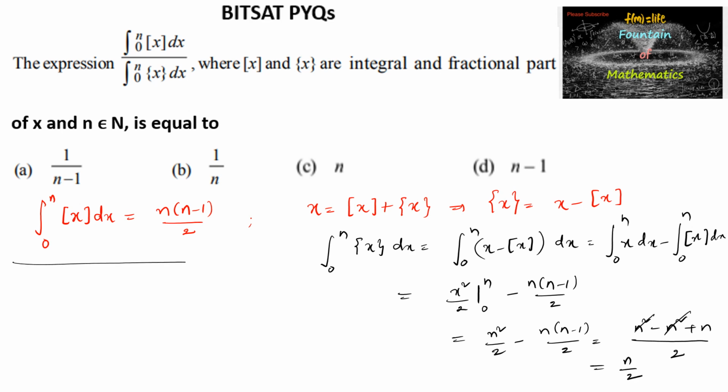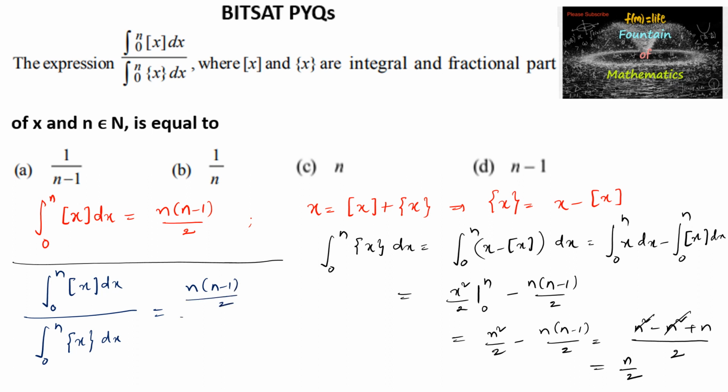Therefore, the integral from 0 to n of the integral part function dx upon the integral from 0 to n of the fractional part of x dx is equal to n(n minus 1)/2 divided by n/2. So n upon 2 gets cancelled here, and we are getting the answer only n minus 1. So we can go with option D.